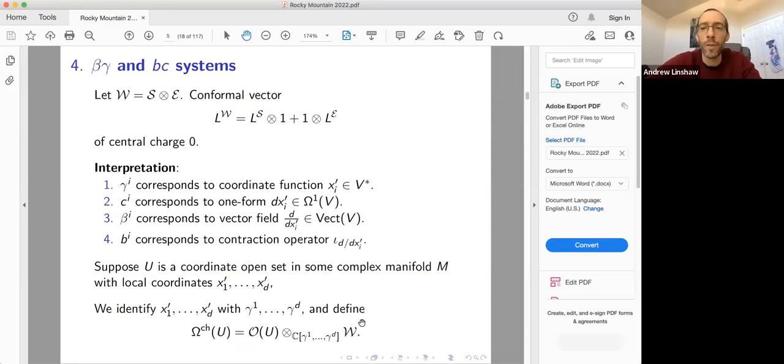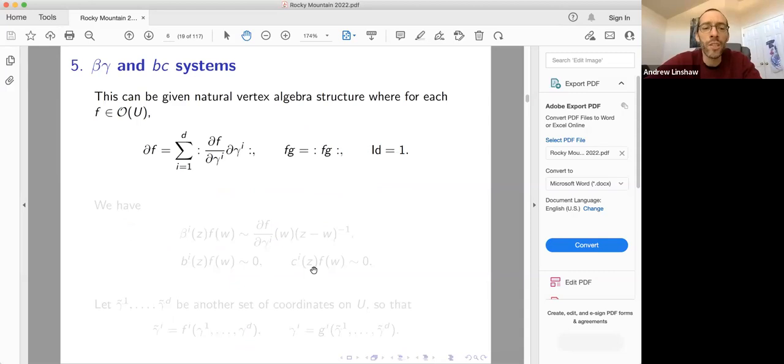So the W is already a vertex algebra. For each of the functions f in O of U, I want to have a field that corresponds to each such f. So I can naturally make a vertex algebra structure where each f gets a field. The derivative of f is identified with this object, the sum of df d gamma i. This is another function, but I think of it now as the corresponding field.